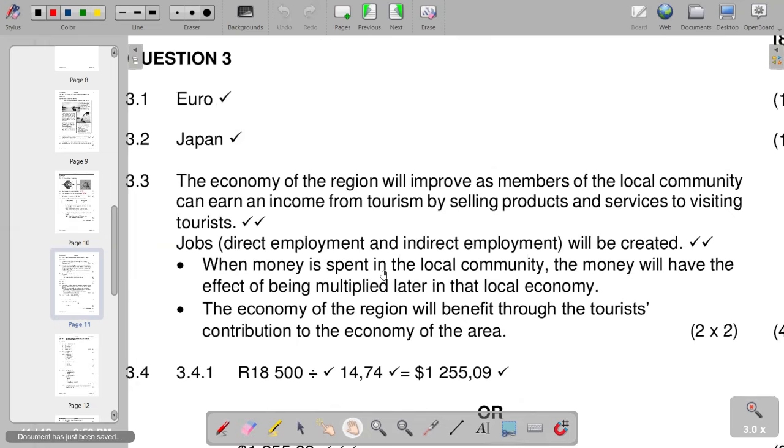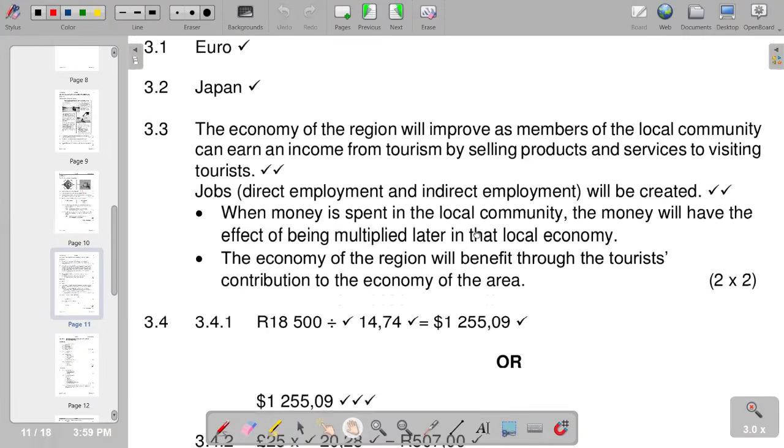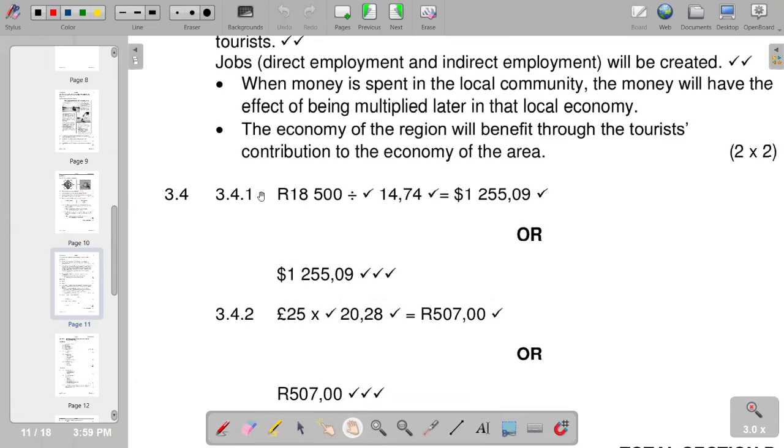Another point, when money is spent in the local community, the money will have the effect of being multiplied later in that local economy. Next point, the economy of the region will benefit from the tourist contribution to the economy of the area. So these are the points that we have on 3.3.